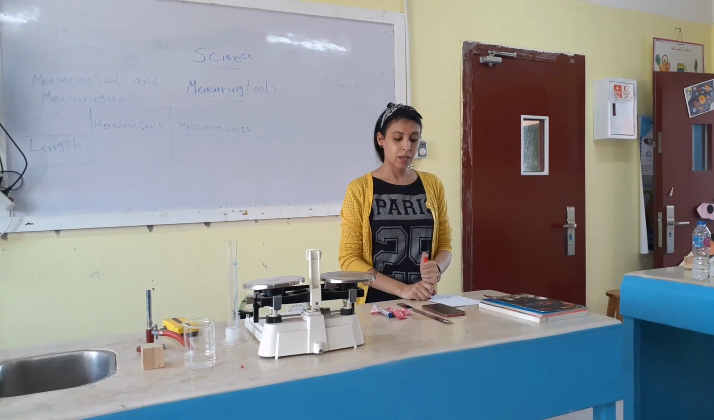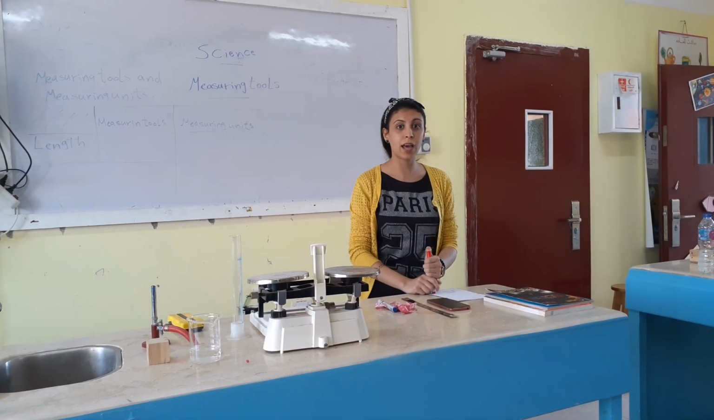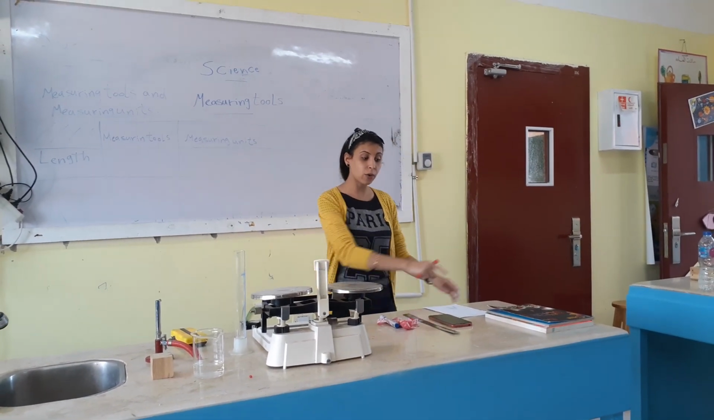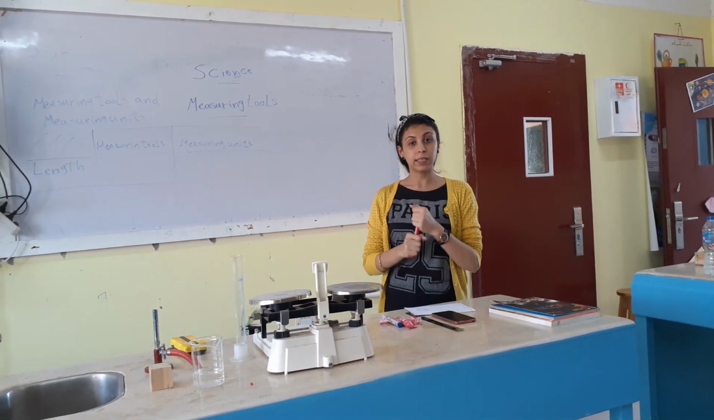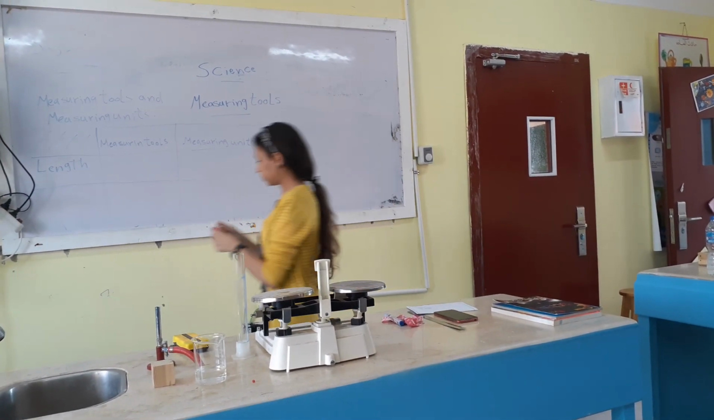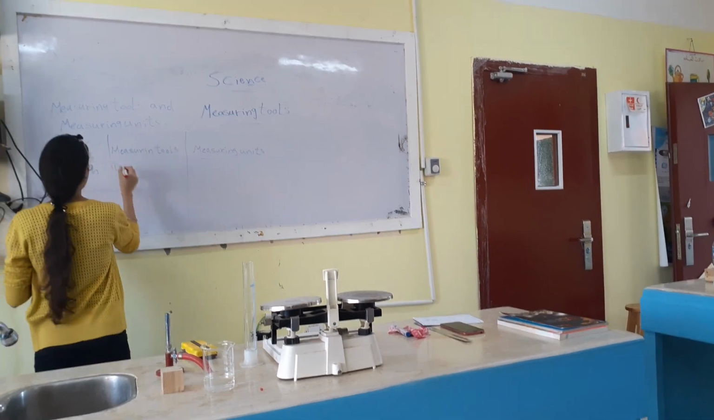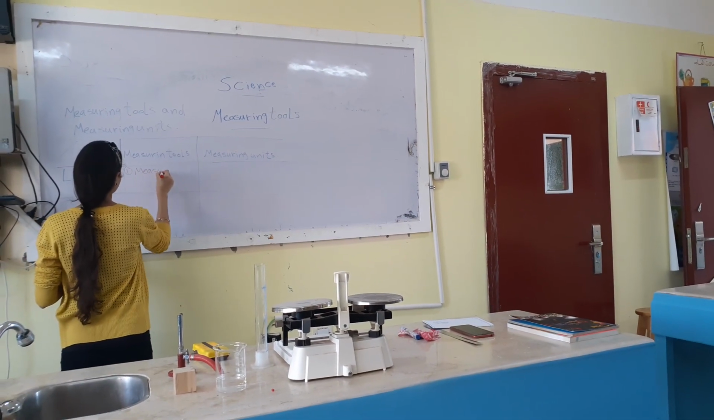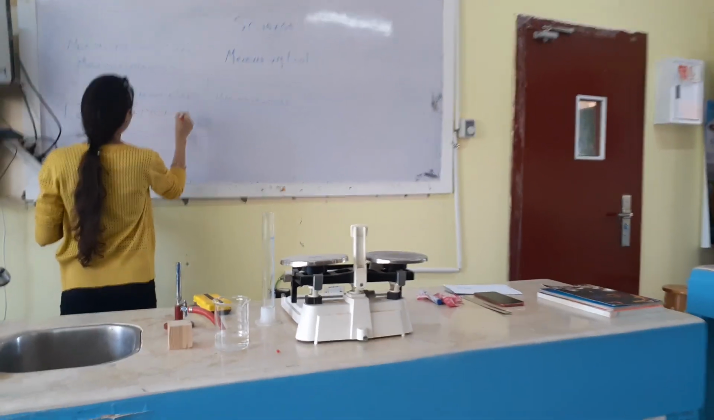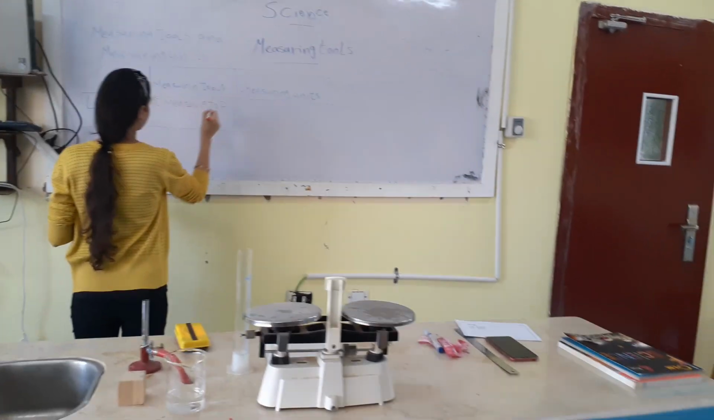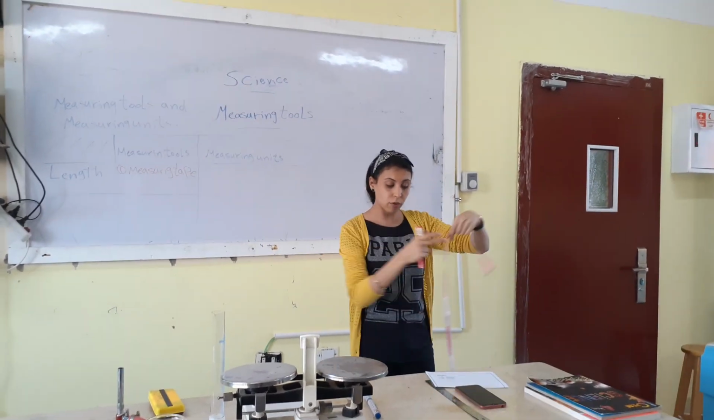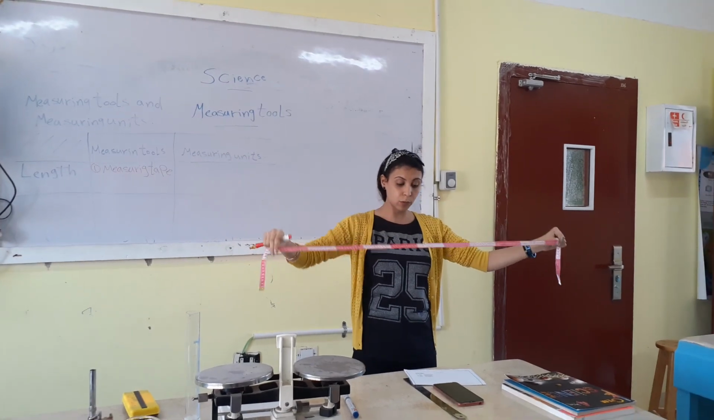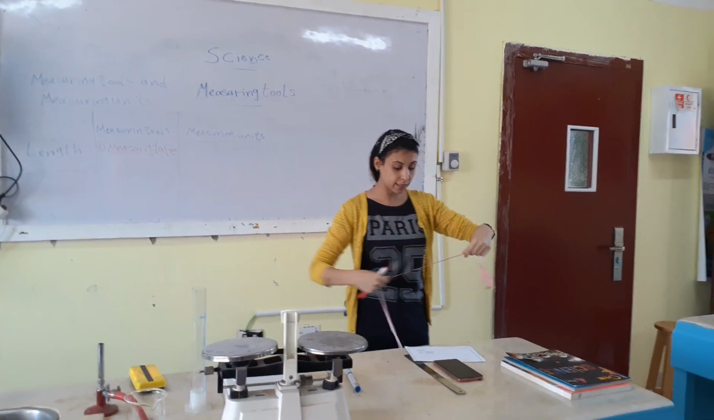Okay? Number one, length. We measure length to know how tall we are or how long things are. Okay? The measuring tools of length. Number one, measuring tape. This measuring tape is for long lengths, if we want to know the length of this page.